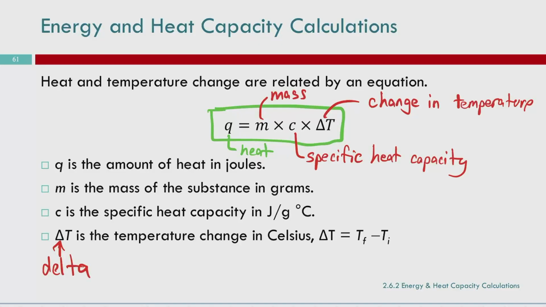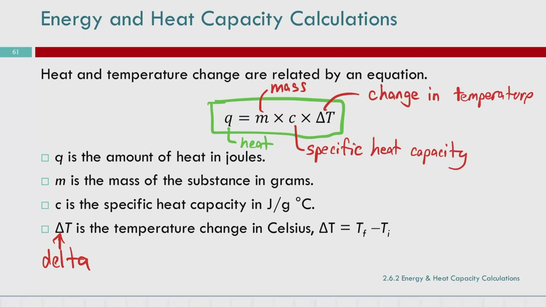So that triangle is delta. And that means change in. Since it's right before T, change in temperature. And that delta T, the change in temperature, is either in Celsius or Kelvin. They're the same size unit, and so it doesn't matter which one it's in.